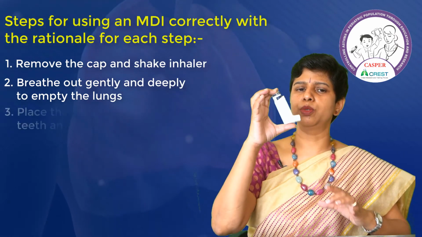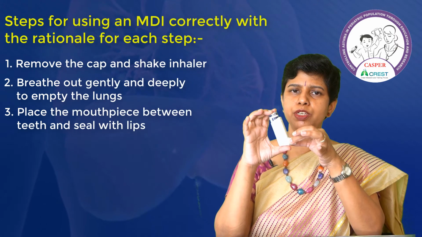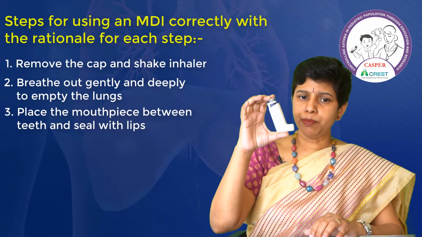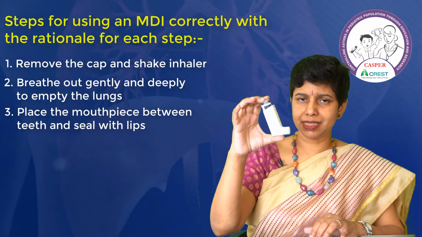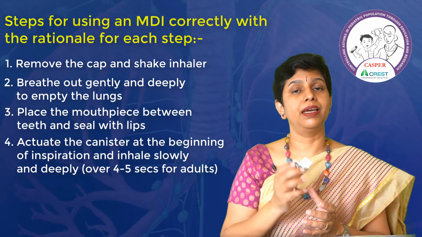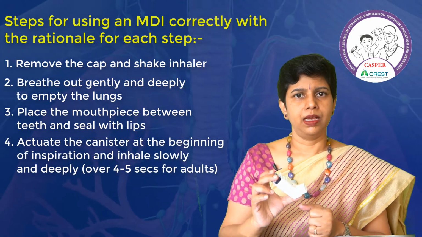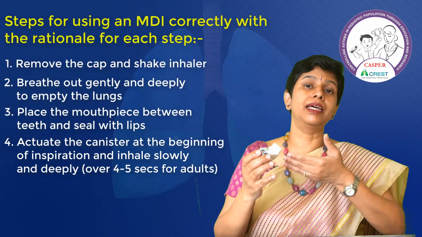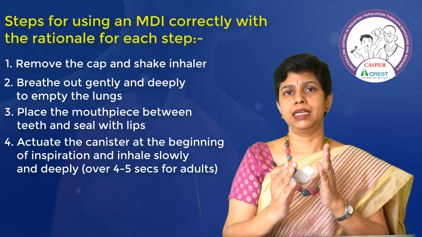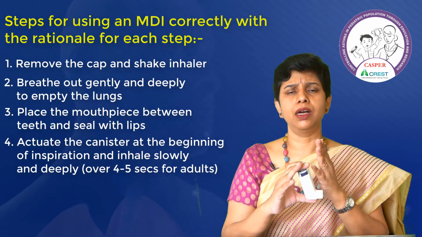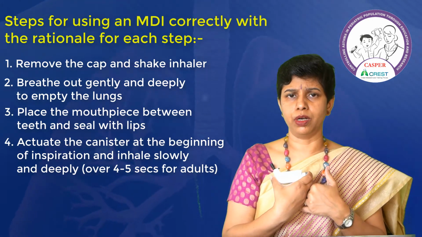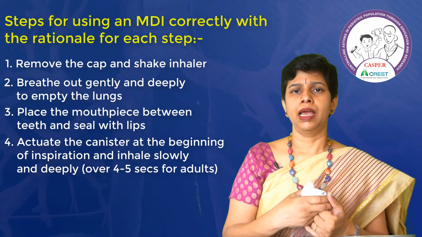Then the mouthpiece has to be held between the teeth. The lips should be sealed around the mouthpiece completely. Now a very important step in this case is that the actuation and inhalation have to be very well coordinated. So the moment the patient actuates, the inhalation should start. If this is not coordinated, there is either wastage of drug or more of the drug is deposited in the oropharynx without being available for inhalation into the airways.